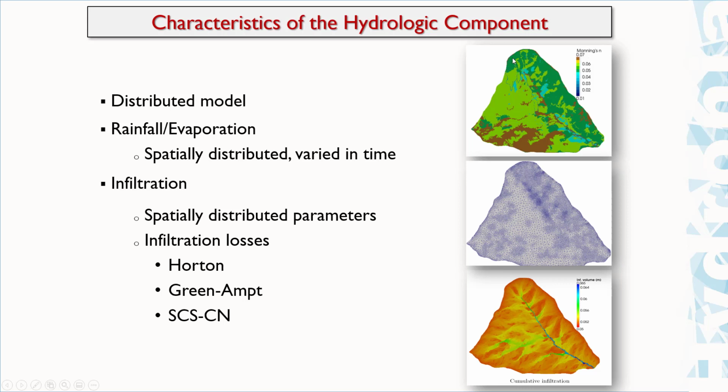And then taking into consideration the spatial variability of this parameter, the roughness coefficient of the Manning equation. But it also takes into consideration the spatial variability of the rainfall, the evaporation, and also the infiltration parameters. The infiltration parameters are going to change in space, and the parameters are going to be defined depending upon the kind of methodology we are using to estimate the infiltration process, either the Horton equation, or Green-Ampt equation, or the Soil Conservation Service CN curve number equation.